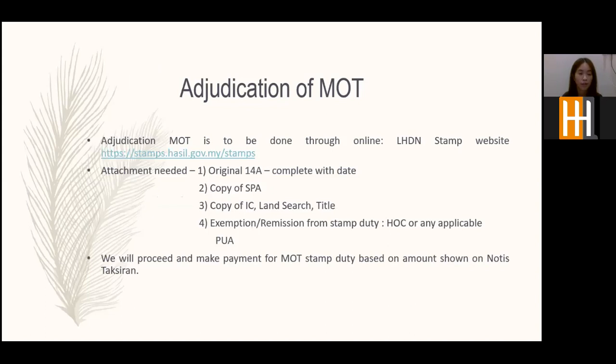Adjudication of MOT we will normally do online, and we will only need to upload the original 14A, a copy of the SPA, a copy of the IC, the land search title, and include any exemption or remission from the stamp duty. It can be HOC or any applicable PUA. After the notice of taxation is out, only then will we make the payment based on the amount shown on the notice of taxation.